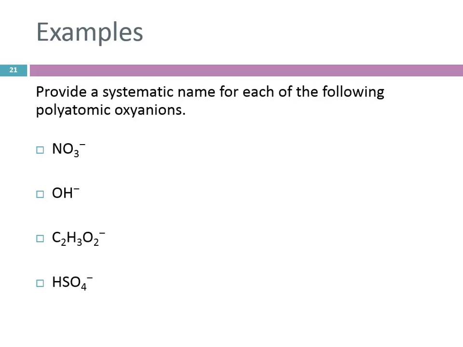NO3 minus. Nitrate. So your best guesses there would be nitrate or nitrite, right? So nitrate is correct. So nitrate ion. And how do you know that? You memorize it. There's not really any great way to figure those out.